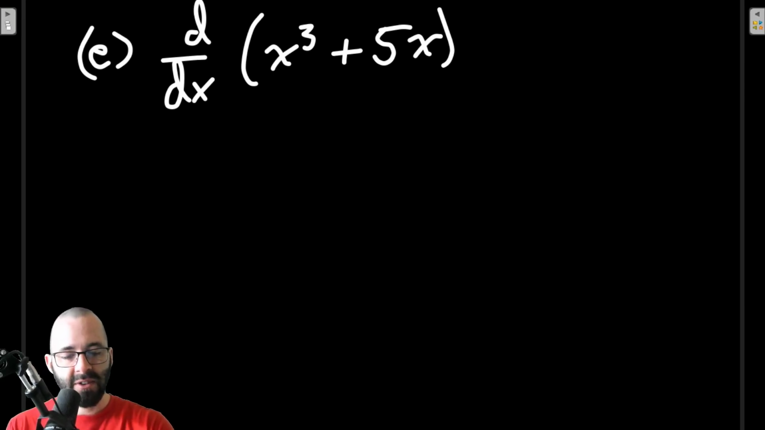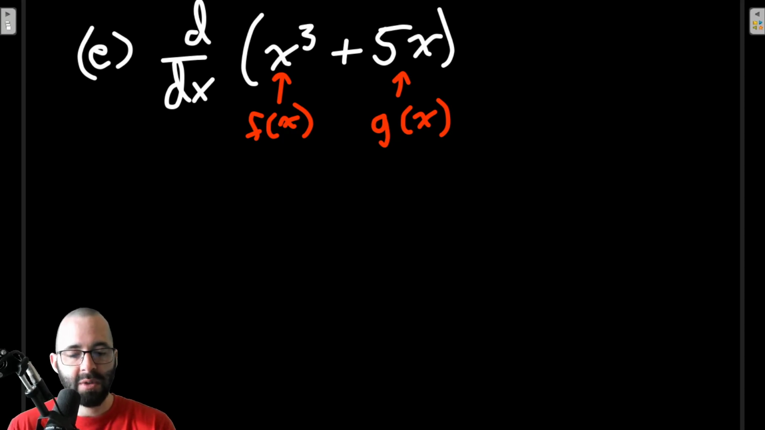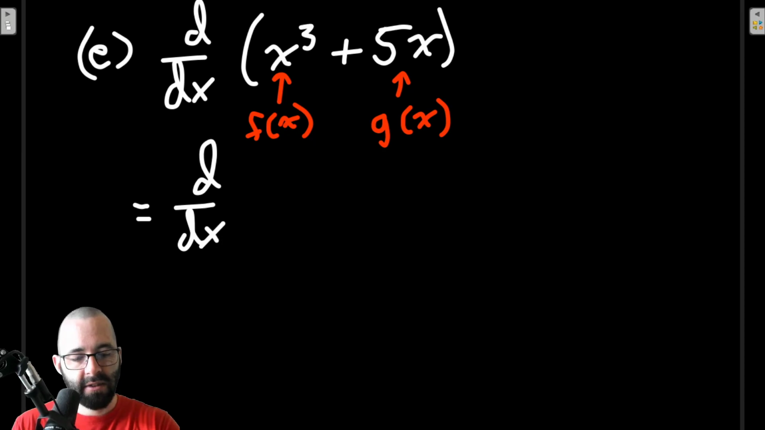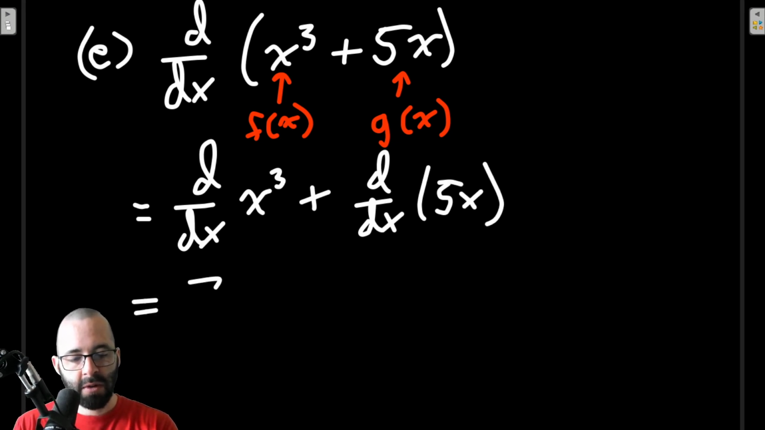Right here, this first thing, this is just our f of x. The second thing is just our g of x. And our rule says that we can just take the derivative of each of these individually. All right, so this becomes d dx of the first thing plus d dx of the second thing. We'll use the power rule on the first guy to get 3x squared.